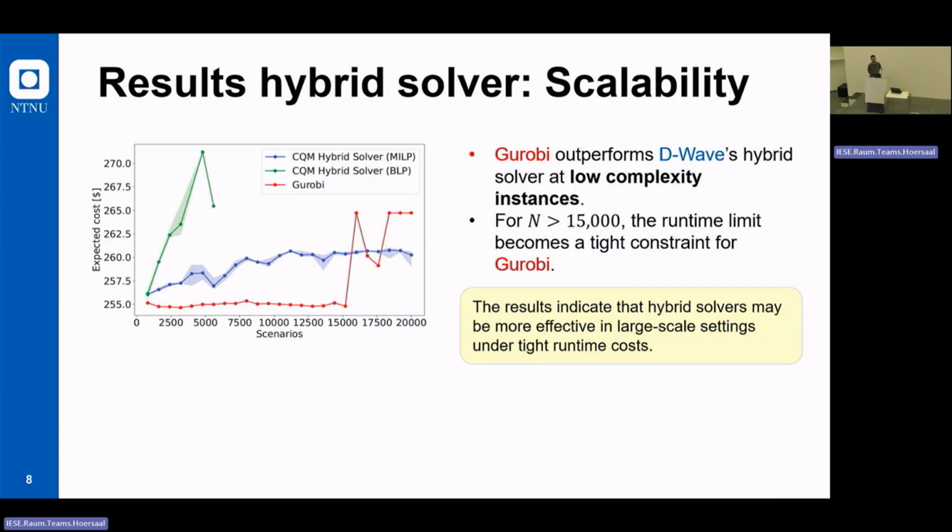So we can go into the results of what we get once we solve this with the hybrid solver from D-Wave. First, I recommend you ignore the green plot, and I will explain it a bit afterwards. But if you check the red one and the blue one, the red one corresponds to a classical solver, Gurobi, while the blue one is the results from D-Wave, from the CQM solver. And what we observe is that for instances, where n was the number of scenarios that we get from the normal distribution, when n is smaller or equal than 15,000, which is medium-small complexity, Gurobi is actually able to outperform D-Wave, which is expected.